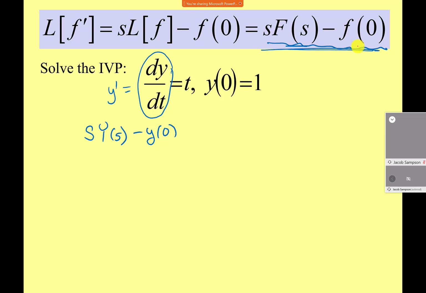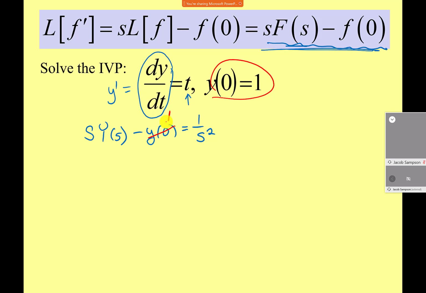And then it's going to equal the Laplace transform of the other side. And if we remember how the Laplace transform of t was 1 over s squared. So that, and then we incorporate the initial value, and then we will be in Laplace's world. Okay, so the initial value y of 0 is 1, so that's a 1. Okay, now we're in Laplace's world.